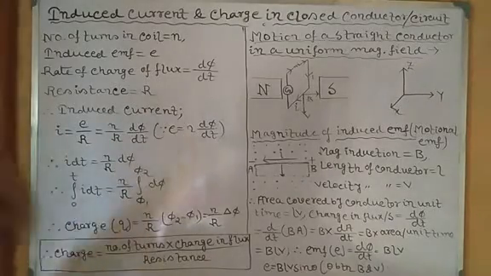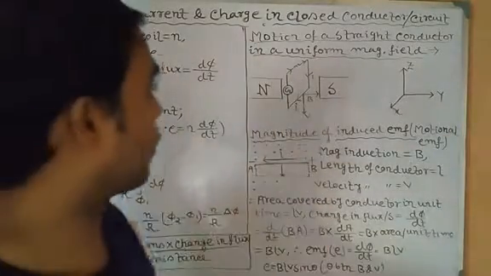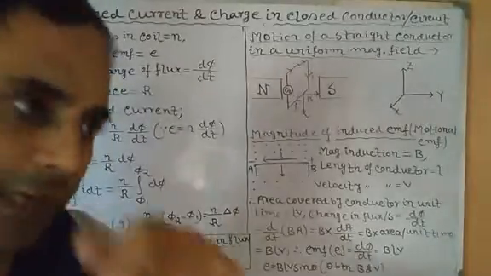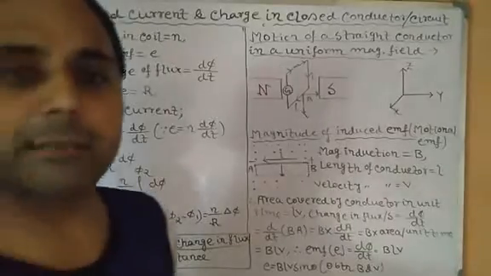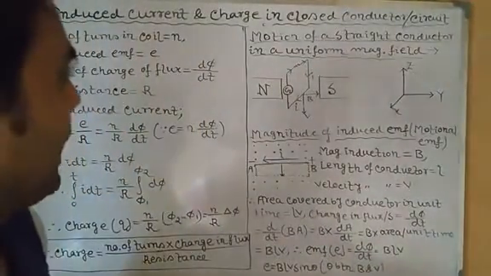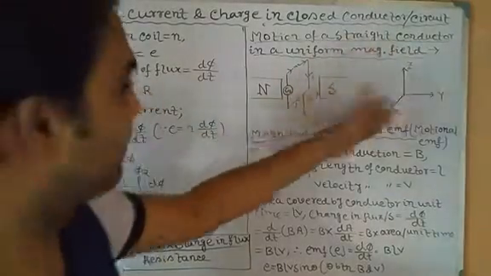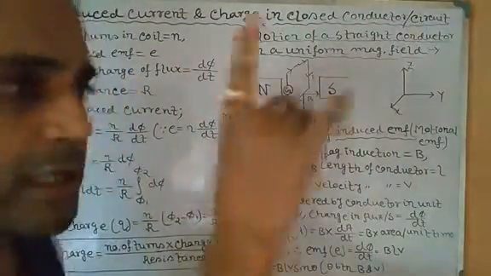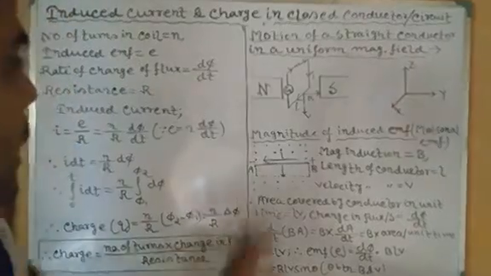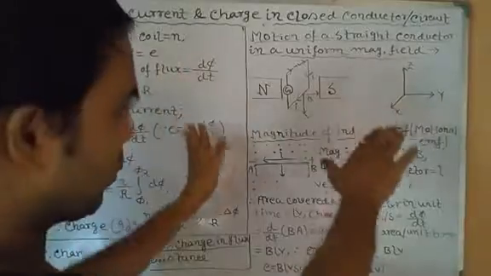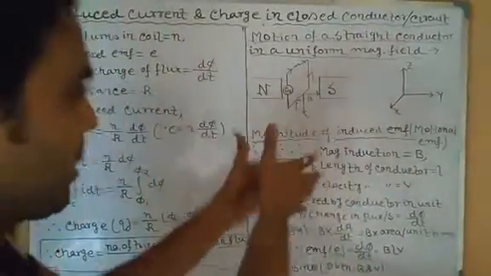Clear? Okay. The next topic is motion of a straight conductor in a uniform magnetic field, which is the basic method of producing induced current in a closed conductor placed in a magnetic field in electromagnetic induction. Though it is called a straight conductor, this experiment can be performed by taking a closed rectangular coil or conductor. It is not applicable in case of a circular coil. Here you can see there are two poles N and S. Obviously, it is only possible with a horseshoe magnet, that is a U-shaped magnet.